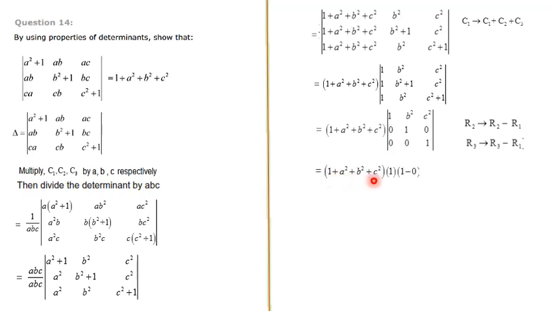That is 1 plus a square plus b square plus c square into expanding along the first column. The two elements are 0, so no need to consider. First element is 1. That row and column is cancelled. Then we will get 1 0 0 1. When you multiply, only the diagonal elements are there, 1 into 1, and this is 0. So 1 into 1 minus 0. Finally we will get the answer as 1 plus a square plus b square plus c square. That is our RHS, hence the proof.